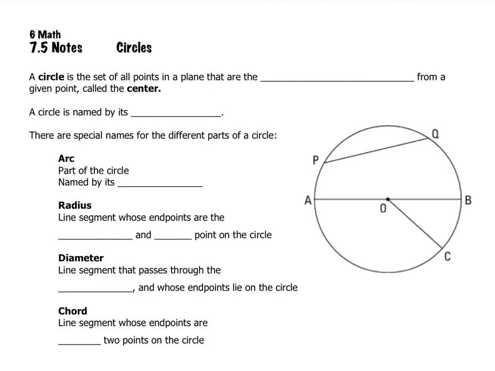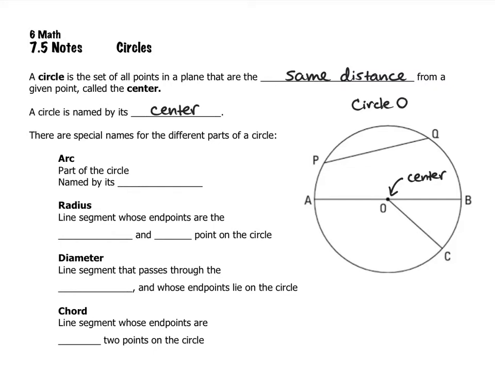So a circle is just a set of all points in a plane that are the same distance from another point, which we call the center of the circle. And the center is how we name circles. So if you look at the circle I have drawn below, its center is the point O. And so we would name this circle Circle O because that's its center.